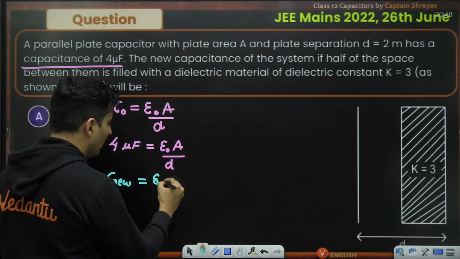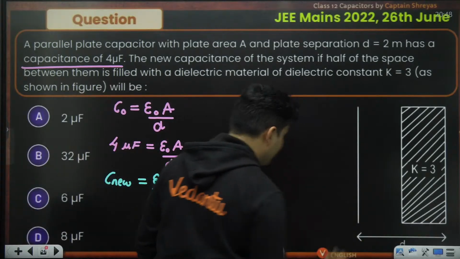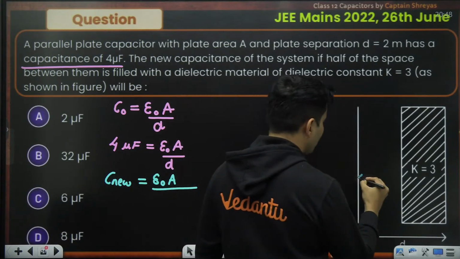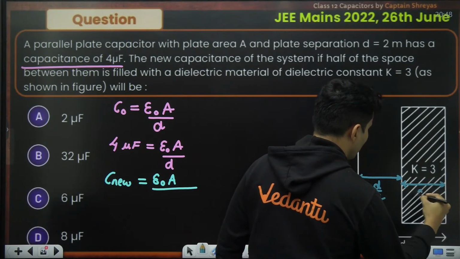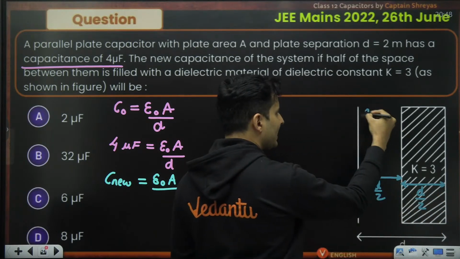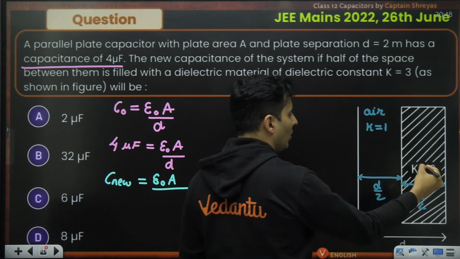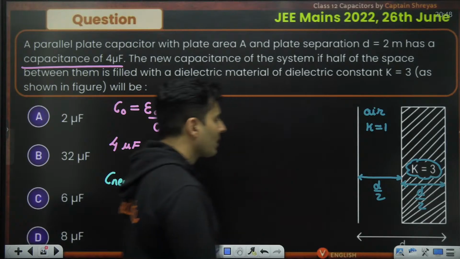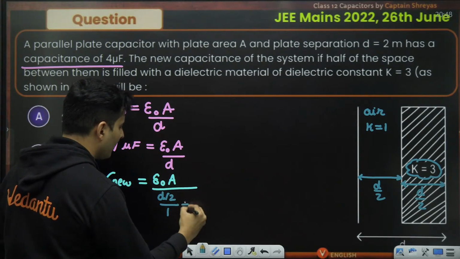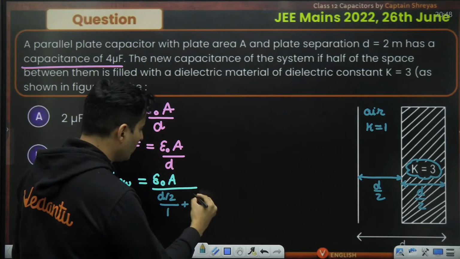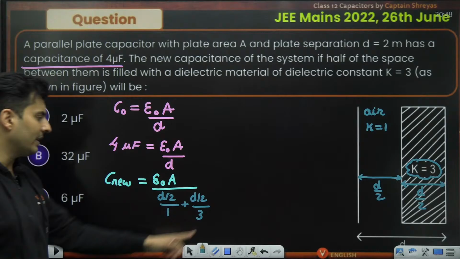No issues. We'll see what to do with it. So it will be epsilon naught A, the whole thing divided by this D and this D. How much will it be? Well, this is nothing but D by 2. Obviously, this is also D by 2. But this is air. And what is the dielectric constant of air? It is 1. This is already given over here, K is 3. So D1 is nothing but D by 2. K1 is 1. D2 or thickness 2 is also D by 2. But the dielectric constant is 3.